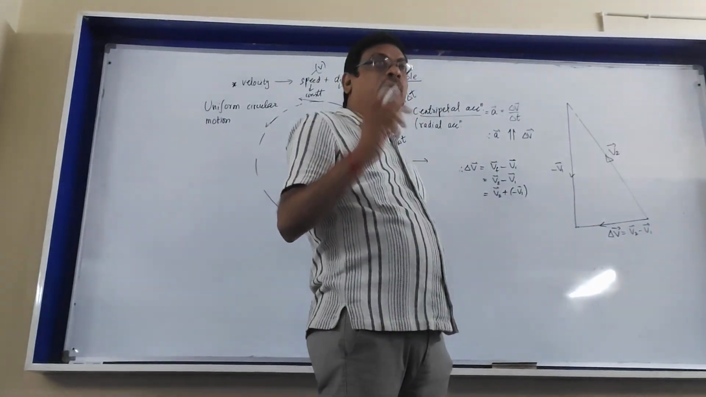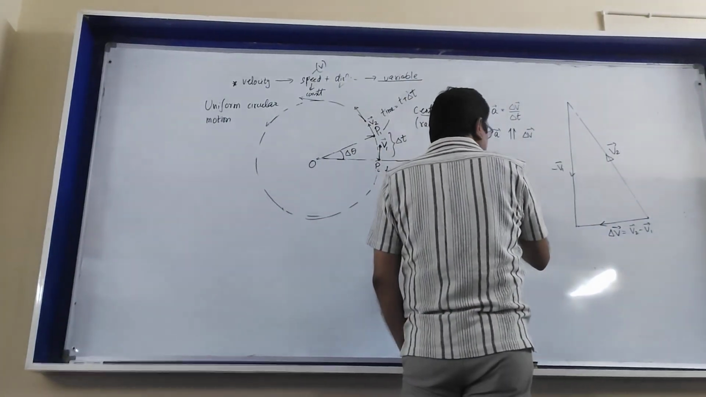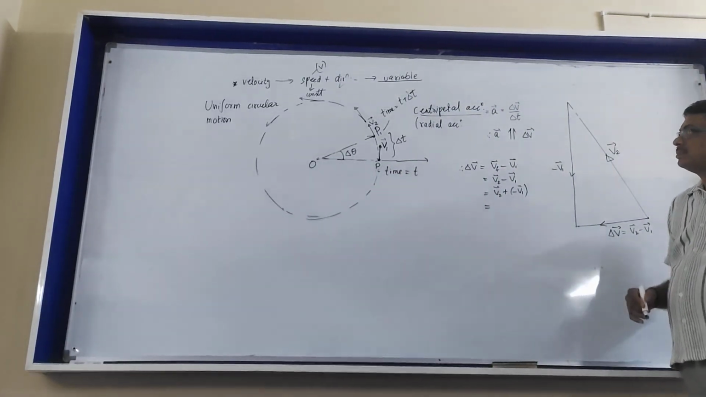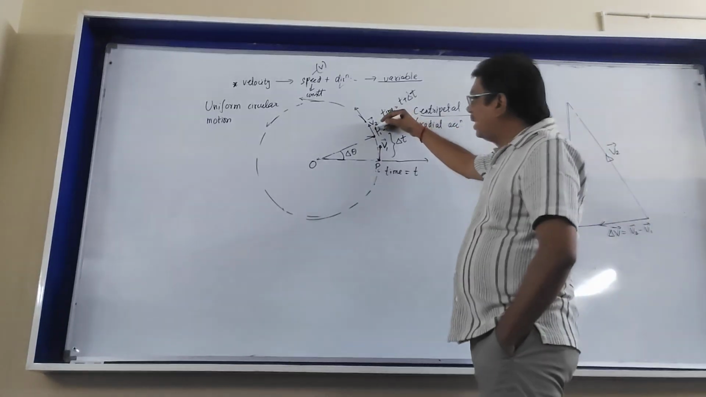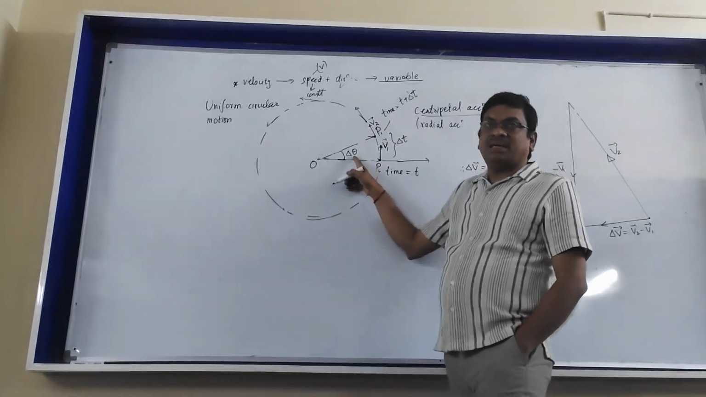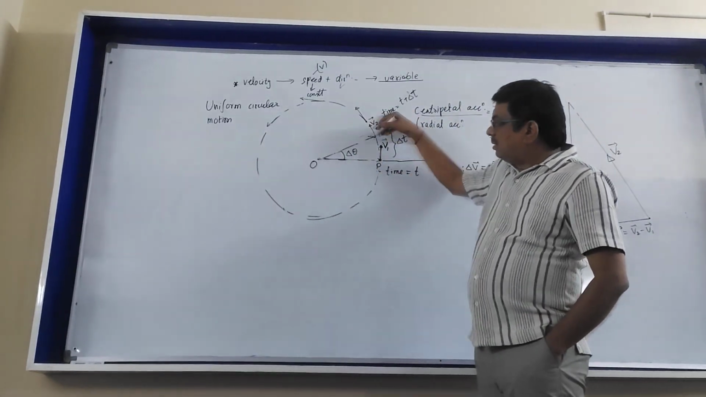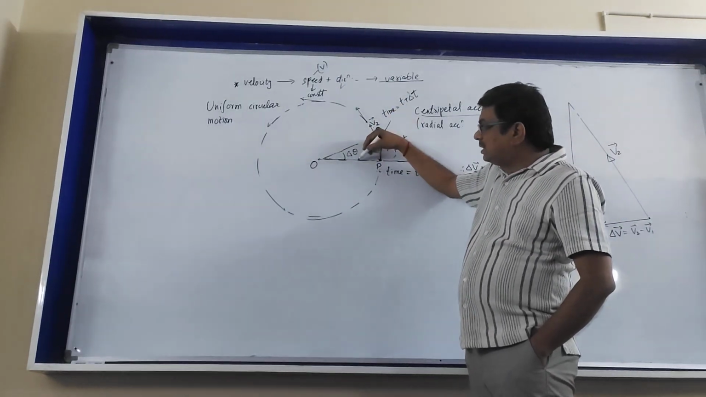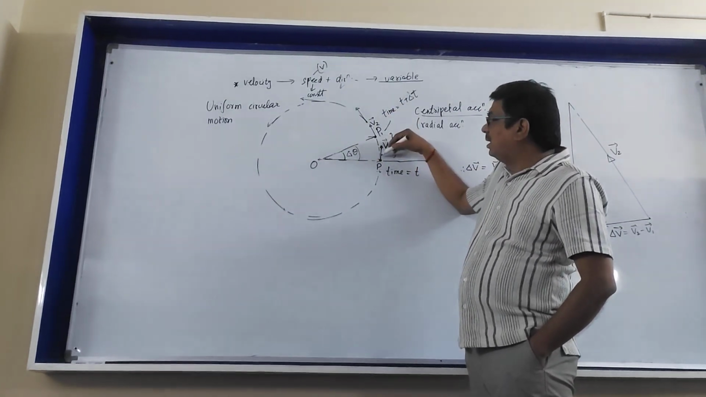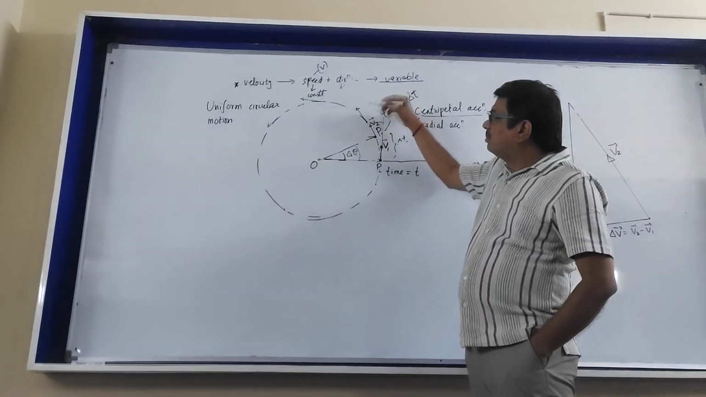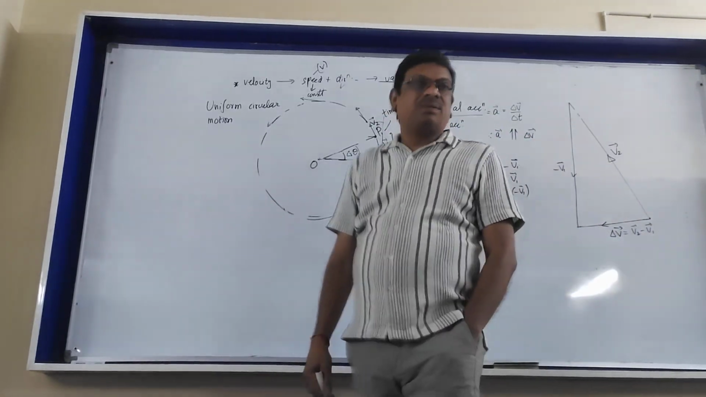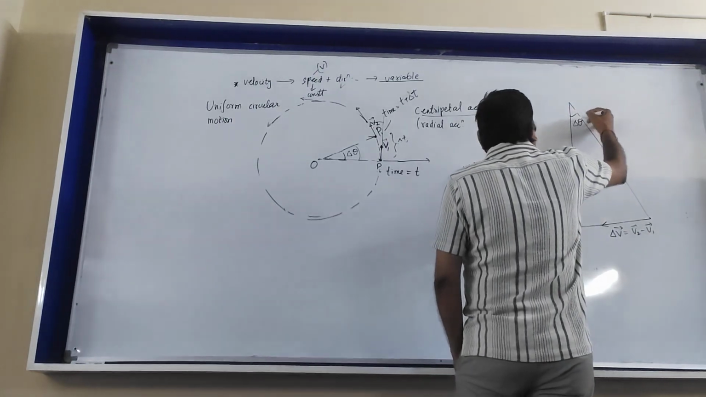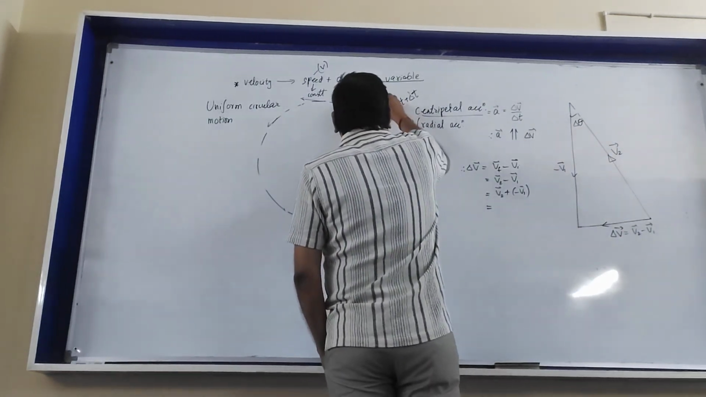Now coming to the numeric value. Remember, this length we have to find. Now you see the angle between v1 and v2 is delta theta, because v1 is perpendicular to this and v2 is perpendicular to this. So since this radius vector turned by delta theta, the velocity vector will also turn by the same delta theta. So that means this angle is delta theta.